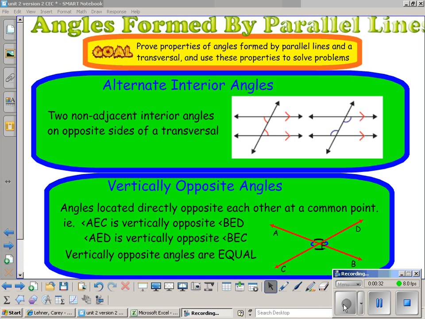Vertically opposite angles we talked about briefly in the last lesson. These are angles that are located directly opposite each other at a common point. For example, angle AEC is vertically opposite angle BED. Those are the ones that are highlighted in blue. And angle AED is vertically opposite angle BEC. And those are ones that are highlighted in black. Vertically opposite angles are equal, and it does not matter whether you have parallel or non-parallel lines. They will always be equal.